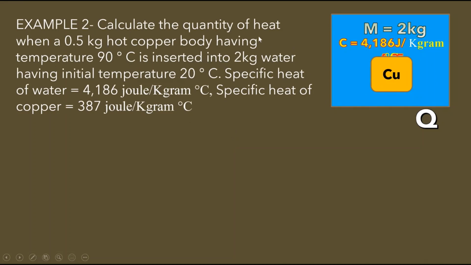So the mass of the copper is 0.5 kilograms of hot copper, and the temperature of the copper was 90 degrees Celsius. The temperature of the water is 20 degrees Celsius, and we know the specific heat of the two materials will be different, right? So for water it is 4186 joules per kg degree Celsius, and for copper it is 387 joules per kg degree Celsius. Now let's do this example.